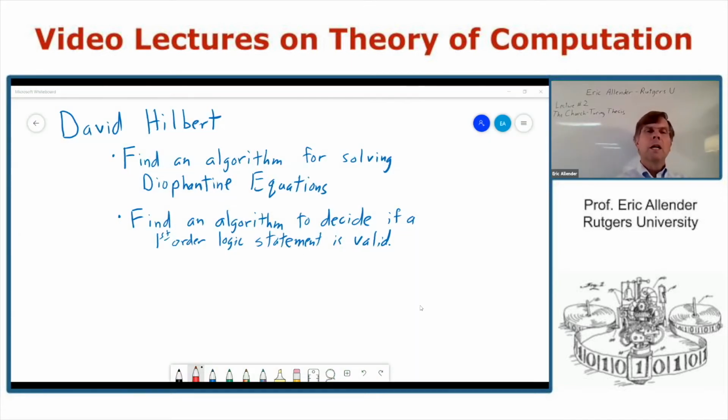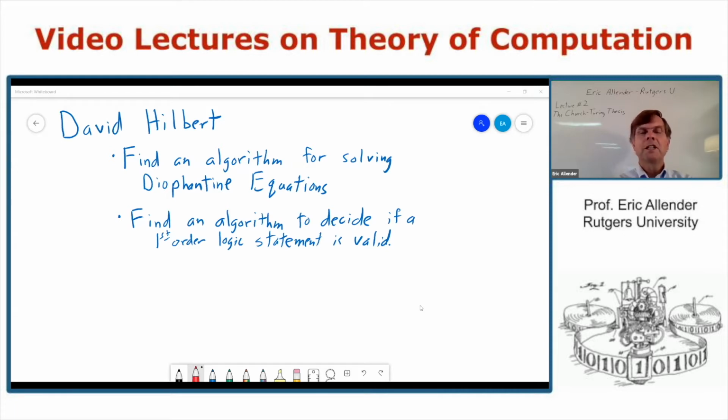David Hilbert was a famous mathematician in the early 20th century and before. And not only was he a famous mathematician, but he was also famous for being a famous mathematician. When he suggested, here's a problem you might want to work on, a lot of people would stop what they were doing and work on that problem. And in a very influential lecture at the dawn of the 20th century, Hilbert set out a long list of problems, one of which was to find an algorithm for solving Diophantine equations.